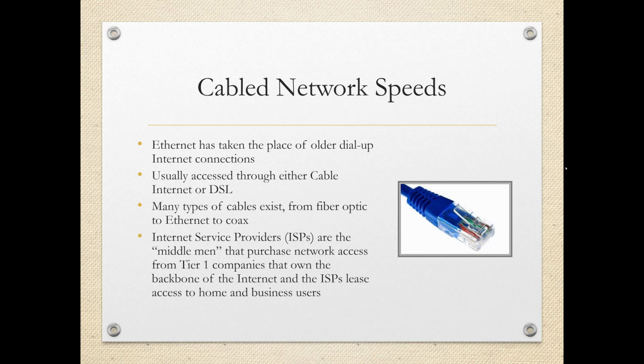Cabled network speeds. A cabled network is a network that actually involves cables from end to end. Now, obviously, the backbone of the internet that travels across the country, around the world, under the ocean, those are all cable based, connecting different spots geographically. And the common term we use for that is Ethernet. Ethernet is kind of taking the place of older dial-up internet connections.